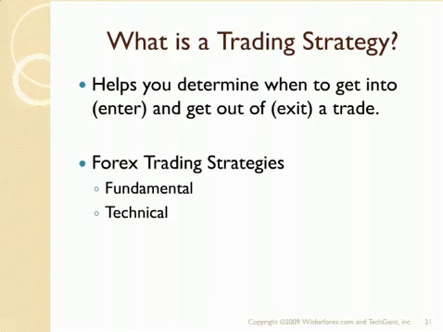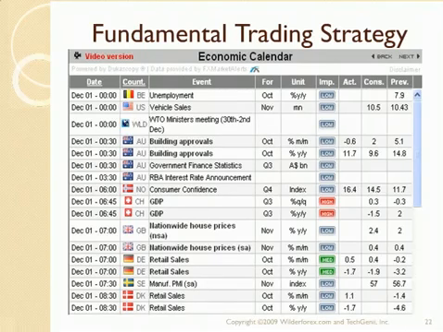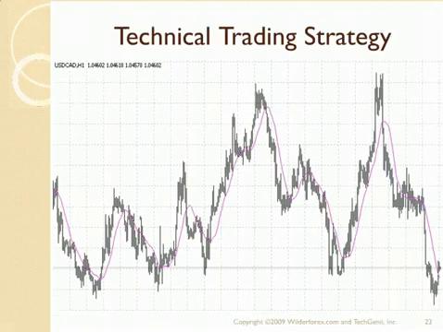A trading strategy helps you determine when to get into, enter, and get out of or exit a trade. There are two Forex trading strategies, fundamental and technical. Fundamental trading strategy uses financial news to predict movements in a currency pair. The financial news can consist of economic indicators and/or news-based events. An example of an economic indicator would be the gross domestic product or GDP. A technical trading strategy focuses on statistic and probabilistic indexes to help predict the future trend of a currency pair. An example of this is the moving average, which is shown on this chart.